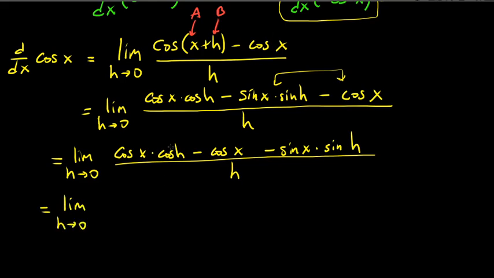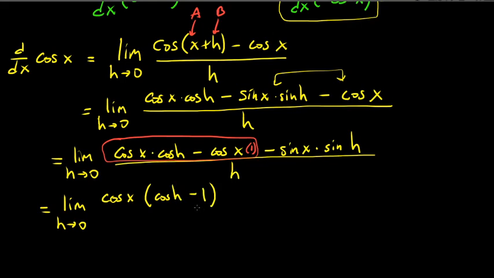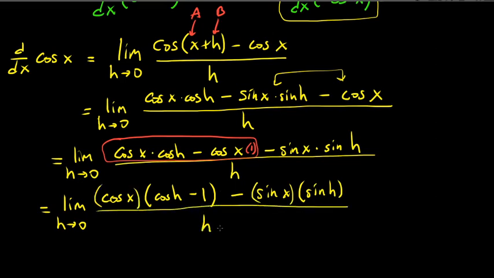Now what? Well, notice in the first two terms, just in these two terms here, I have a common factor of cosine of x. This is cosine of x times 1. So I'm going to factor out the cosine of x and multiply cosine of h minus 1. And this is a product. I can't really factor anything out here. I can just write it as sine of x times sine of h.